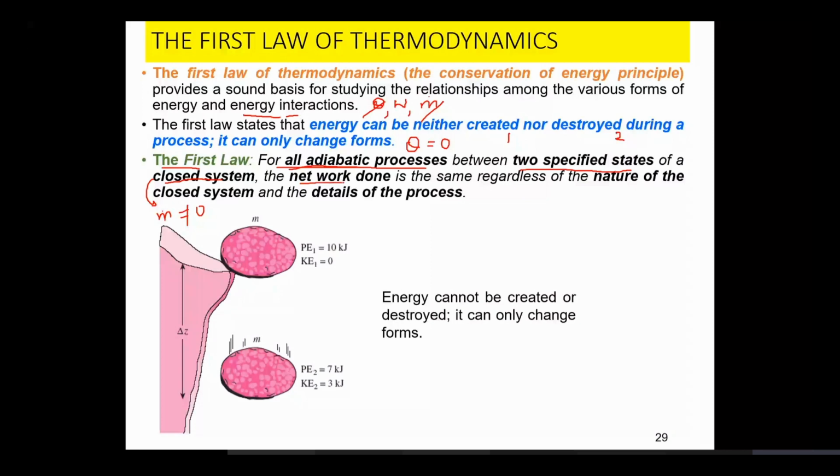For such a system, the net work done on the system or by the system, whether you have done 20 kilojoules of work on the system and the system has done, let's say, 15 kilojoules of work, so the total work done is basically 5 kilojoules, would remain same regardless of the nature of the closed system and the details of the process. This means that no matter how you perform work on a system, if the system is closed, that means there is no mass flowing to the system and there is no energy interaction in terms of heat, the net work done would be same no matter how you do it.